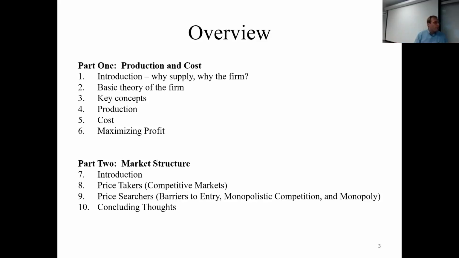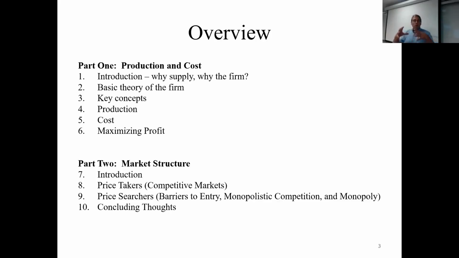But it gets a little more thorough than that. I'm going to start with a little bit of basic theory of the firm and some key concepts. Then we're going to look at production and costs. And then close up tonight's lecture with how firms maximize profits. Give you a hint, it has to do with marginal thinking, because most things do in economics. And then next week, we're going to look at the market structure.